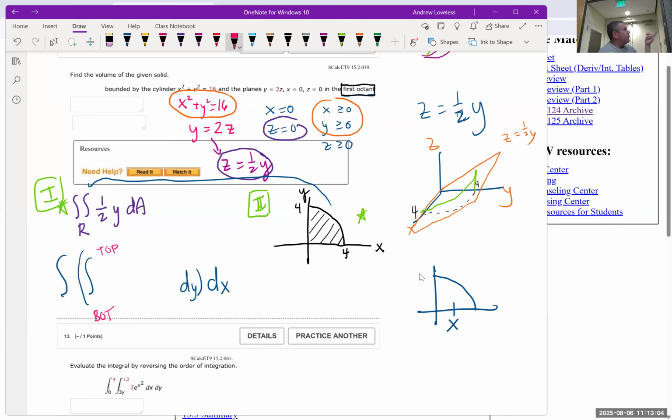So let's look at our region and label it in terms of x. What's the biggest and smallest x can be? 0 and 4. Those are our tick marks, so to speak.